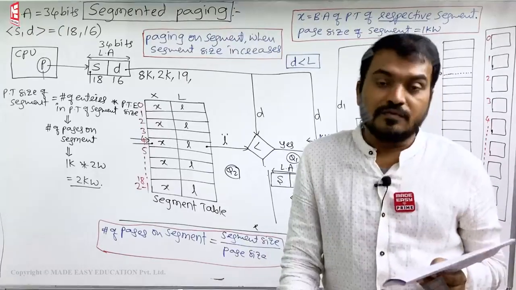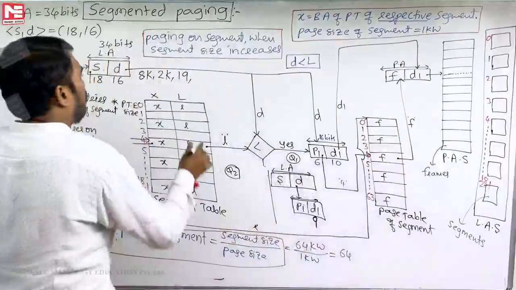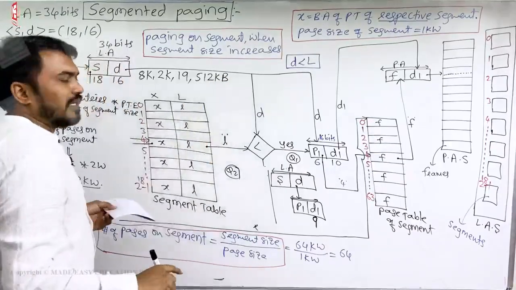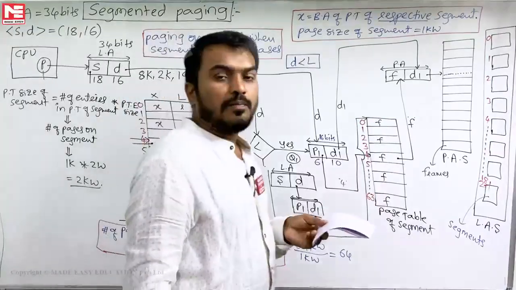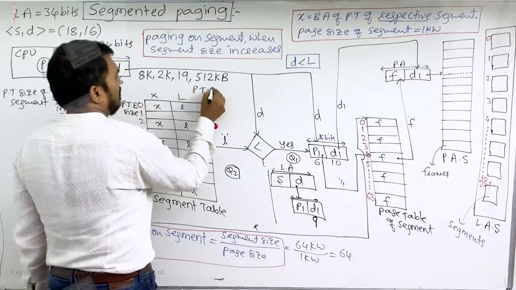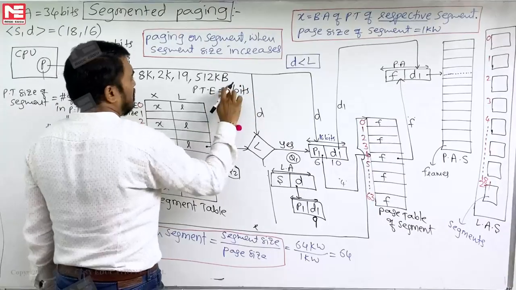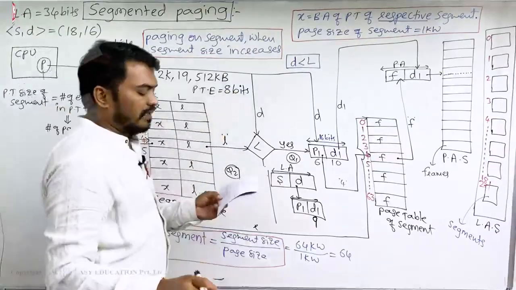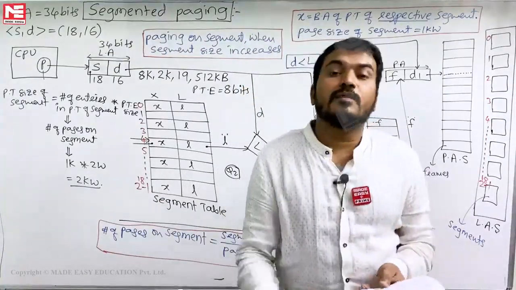Memory is byte addressable, full stop. The PAS, physical address space, PAS is 512 KB. And page table entry size, I am writing here: page table entry size is 8 bits, full stop. Then calculate.